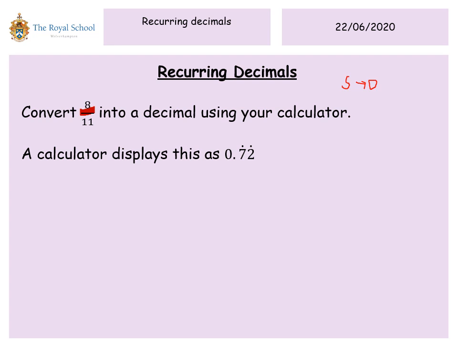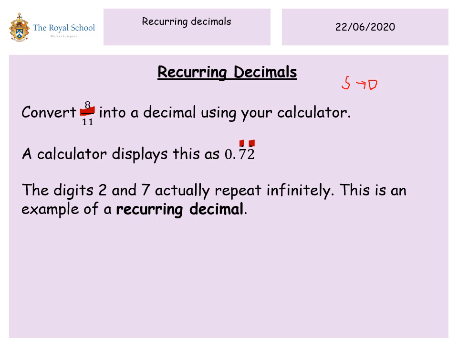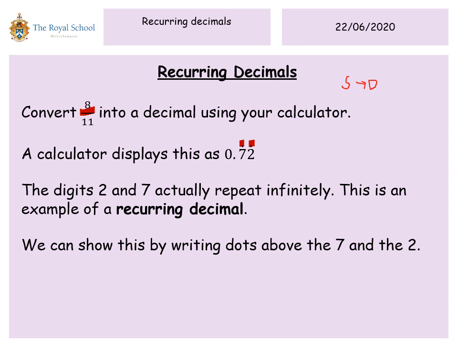It's really important to notice that we've got the dots above the 7 and a dot above the 2. And what this represents is that those digits repeat infinitely. So it's a recurring decimal. So this would be 0.72, 72, 72, 72, 72, and so on and so on. So the dots above the 7 and 2 show those repeating digits.